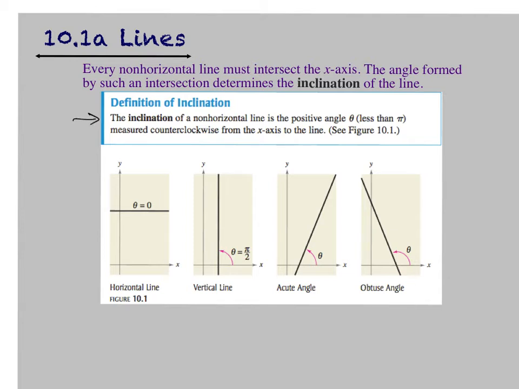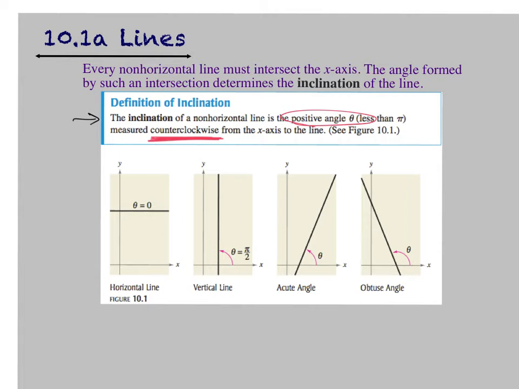The inclination of a non-horizontal line is the positive angle theta less than pi, measured counterclockwise from the x-axis to the line. All right, so theta is our inclination, and that's always a positive angle, and it goes counterclockwise just like our unit circle used to do. We go from this positive x-axis and move over.